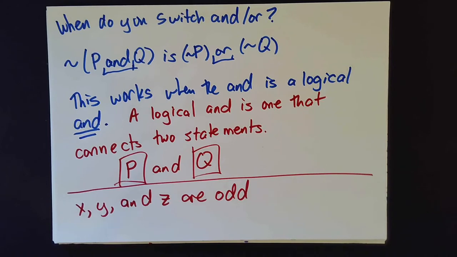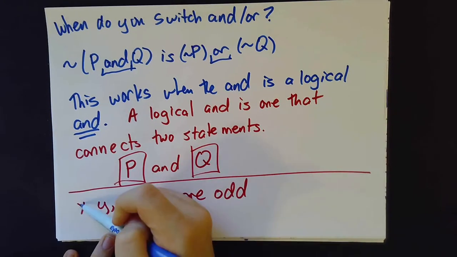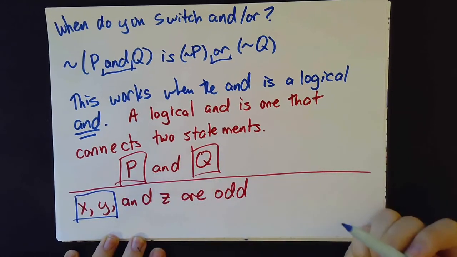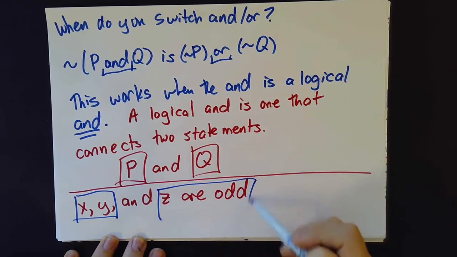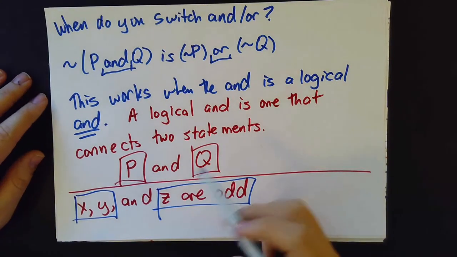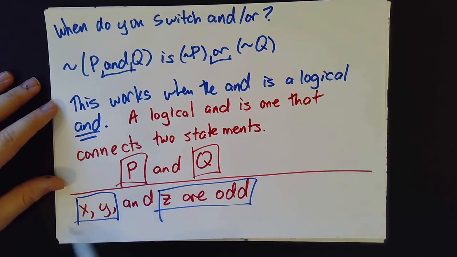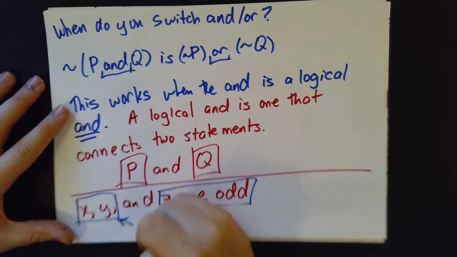So here, for example, we have "X, Y, and Z are odd." It's a perfectly fine statement. But if I try to think of this as a logical AND, it's definitely not going to work, because "X, Y" is not a statement. And "Z are odd" is also not really a good statement. If you made the sacrifice that this was "Z is odd," maybe, but this is still not a statement.